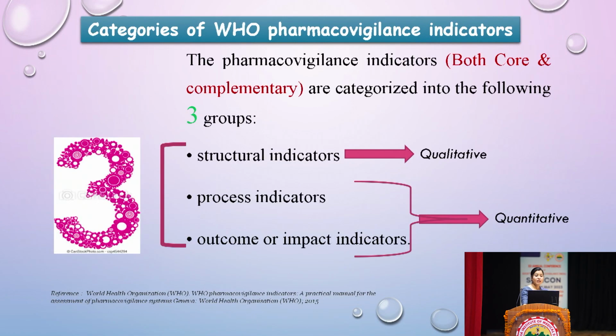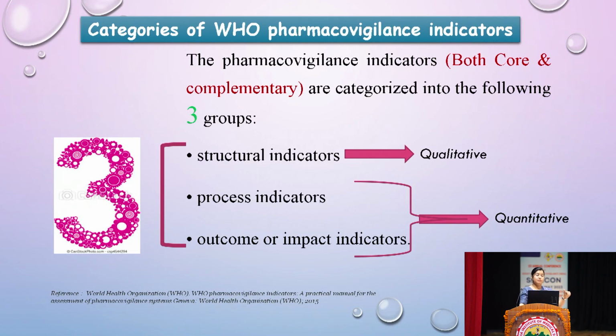So these indicators, as I said, will assess the three areas: the structure, the process, and the outcome or the impact. So on that basis, both these main indicators, the core and the complementary, are again categorized into three arenas, and these are the structure, process, and the outcome.